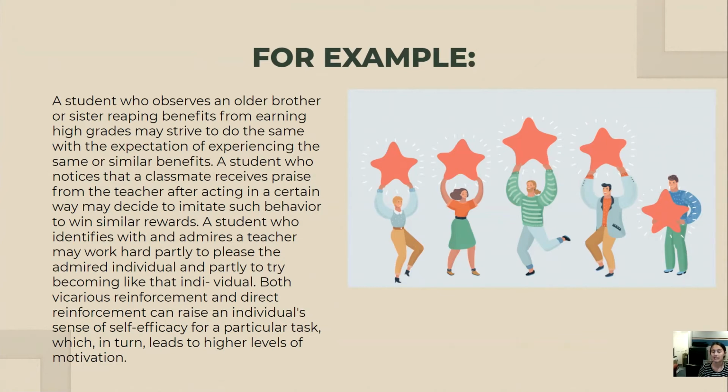Or a student who notices that a classmate receives praise from the teacher after acting in a certain way is going to imitate that behavior to get the same expectation. Another example could be a student who has taken a liking to a teacher and wants to please them, and so their behavior is leading up to pleasing the teacher. That is their end goal. So both these types of reinforcement can raise an individual's sense of self-efficacy, which leads to higher levels of motivation.